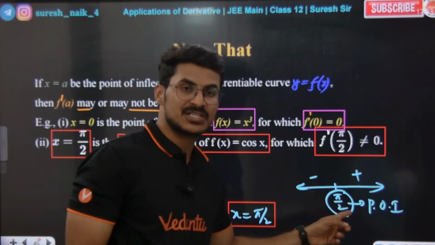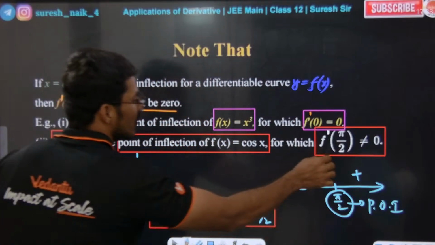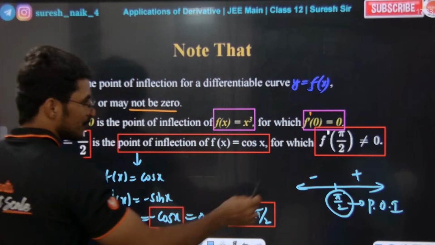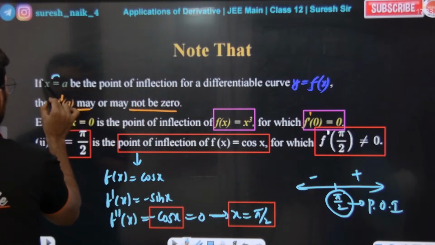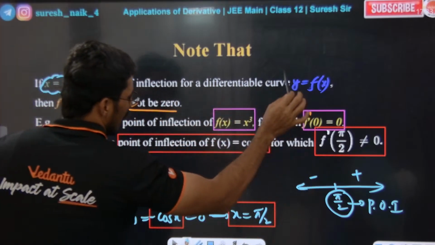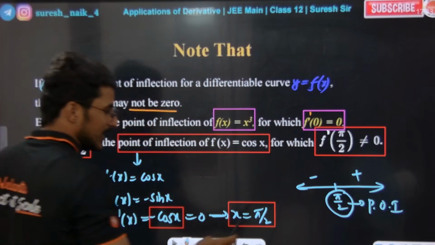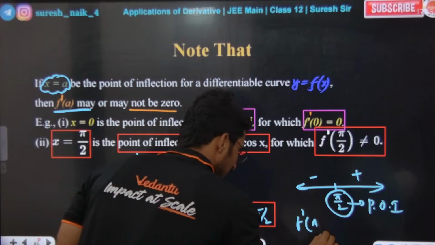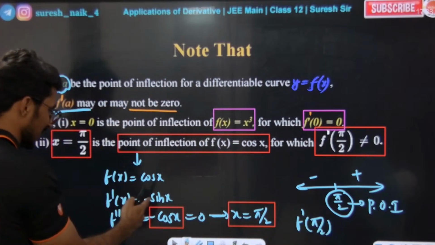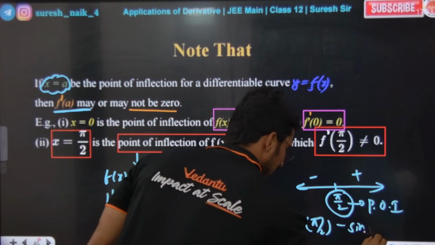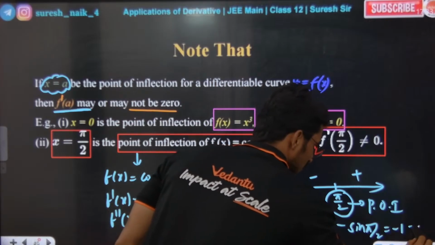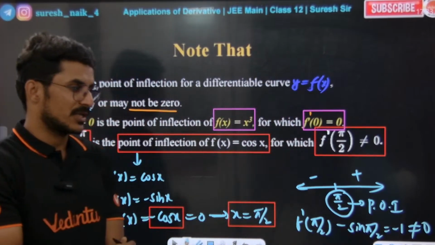Now with the point of inflection, f dash of pi by 2 need not be 0. He is saying that if x is equal to a is the point of inflection of the curve, then f dash of a may or may not be 0. In this case, f dash of 90 means minus sin 90, which is equal to minus 1. This is not equal to 0. That is what I am trying to say.